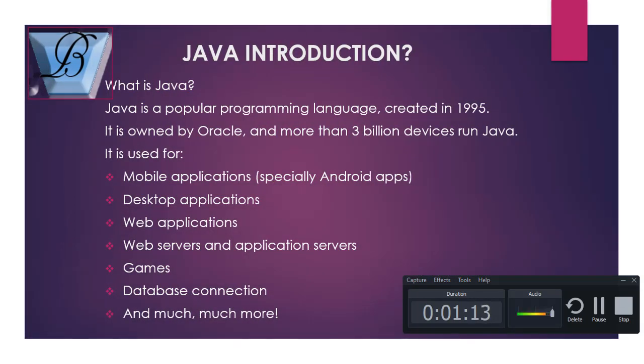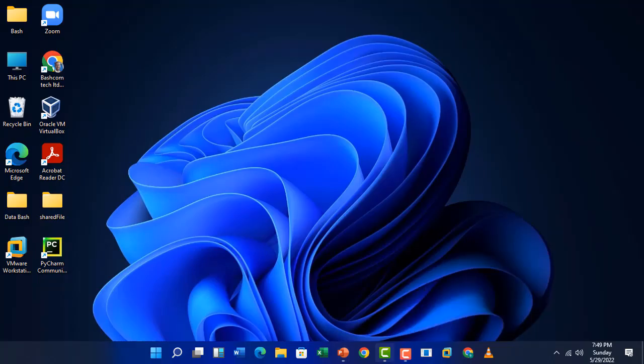Now, also, Java was created in 1995. It is owned by Oracle presently, but initially it was owned by Sun. Over 3 billion devices use Java presently. So today we'll be talking about how we install Java.